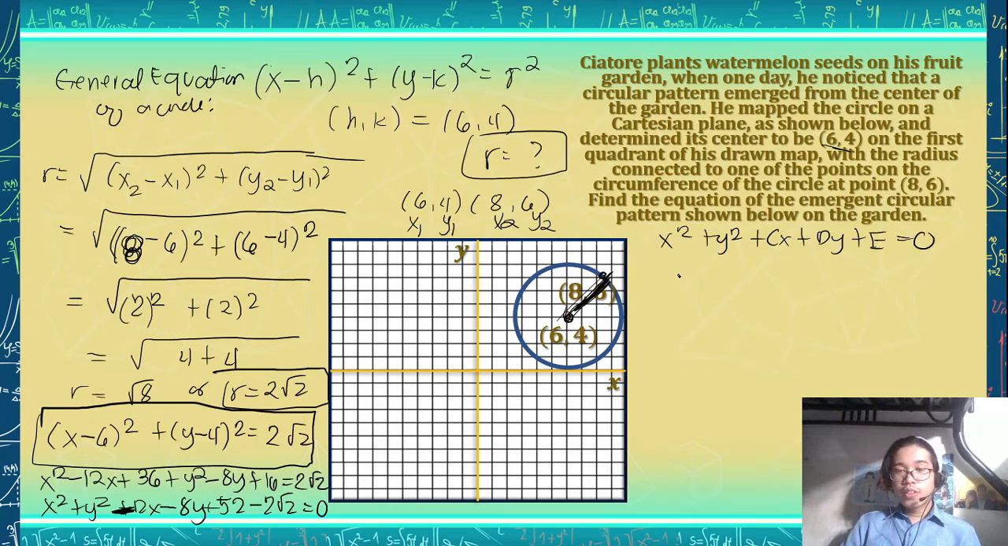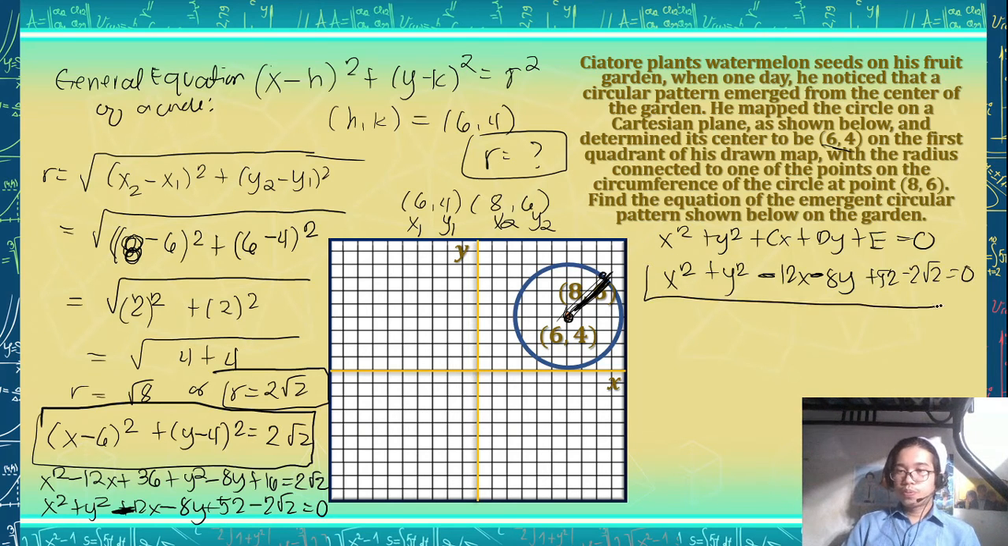So the standard equation for this one is x² + y² − 12x − 8y + 52 − 2√2 = 0. This is the standard equation, this is the general equation, and we also found the value of the radius. The radius is just 2√2 given these coordinates.